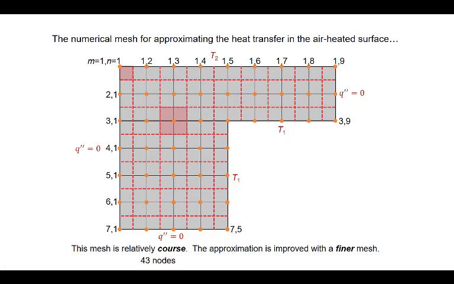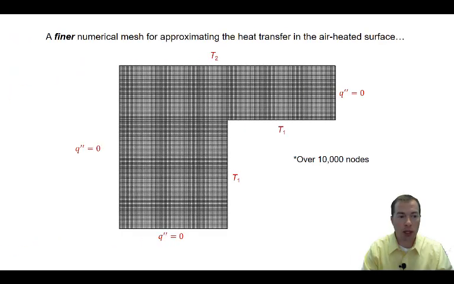The approximation to the solution to the heat transfer in this 2-dimensional conduction heat transfer problem can be improved with a finer mesh that features more nodes. Here is an example of a finer mesh. As you can see, the number of nodes has increased, and the size of the volumes has decreased. In this finer mesh, there are over 10,000 nodes representing the problem, which will produce a much better approximation to the heat transfer inside of this air-heated wall.